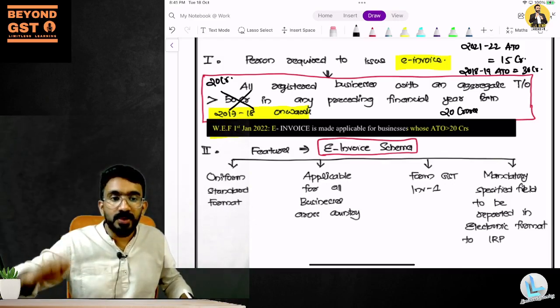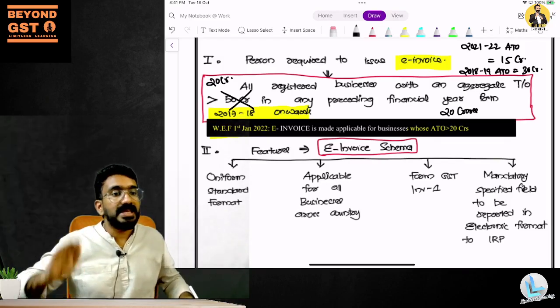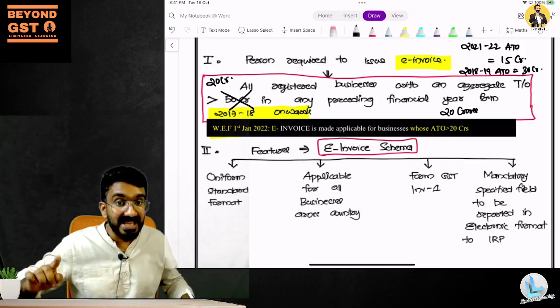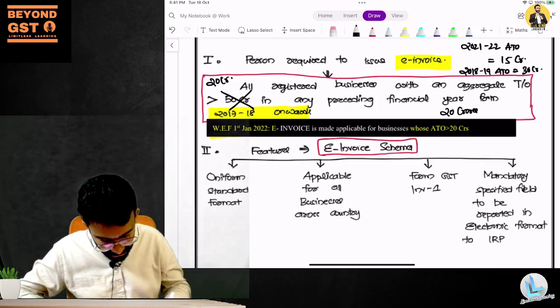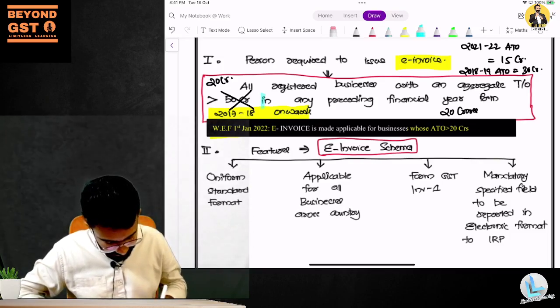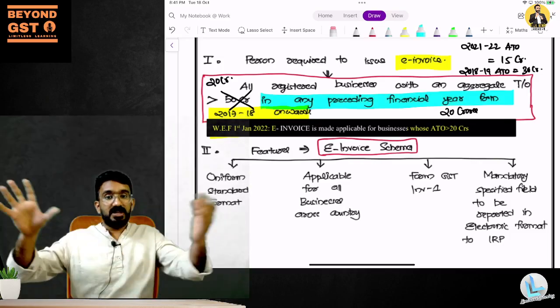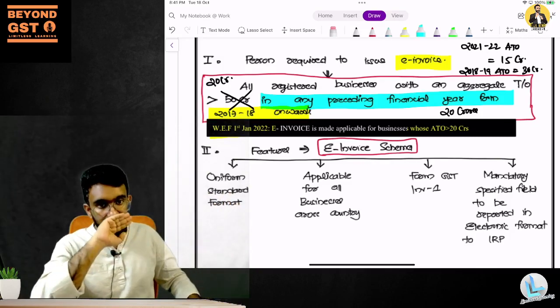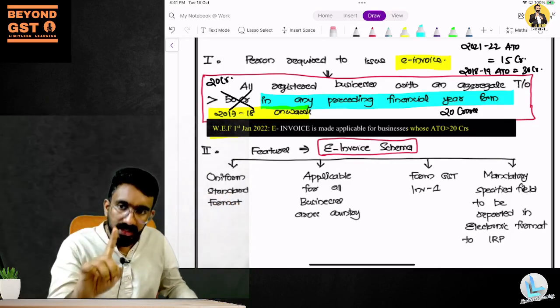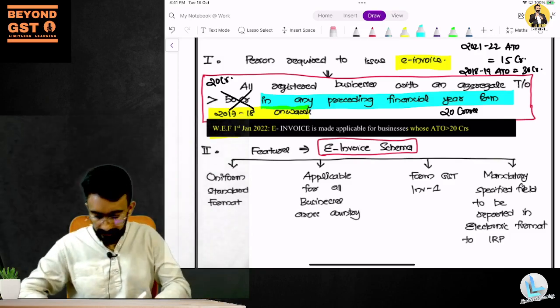Should I issue invoice in INV1 form? Yes, it is applicable because they're saying any preceding financial year, the wordings that they've used is if it exceeds 20 crore in any preceding financial year from 17-18 onwards. Any 1 year, if it exceeds, it is applicable for you.